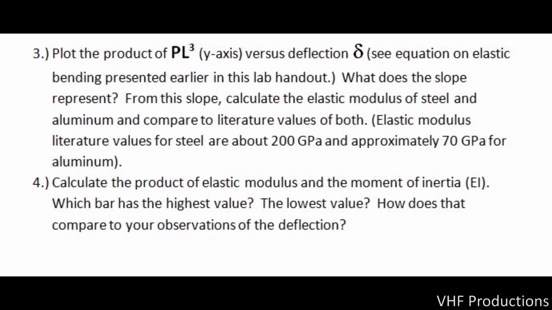Calculate the product of the elastic modulus and the moment of inertia, the product EI, or modulus of rigidity. Explain which bar has the highest value and what drives that value, and which bar has the lowest value and why. How do the values of the modulus of rigidity compare to your observations of deflection? Recall, the higher the modulus of rigidity, the stiffer the bar should be.